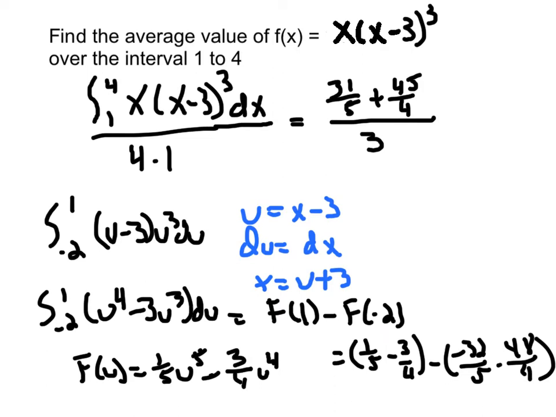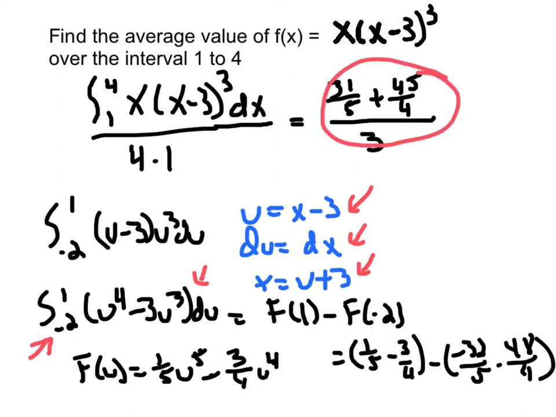Alright, so here's the solution. u equals x minus 3, du is equal to dx. I've got an extra x, so I've solved for x. I do my u substitution, and I get this as the integral. Notice that I changed my limits, the integral from -2 to 1 of u to the 4th minus 3u cubed. I evaluated my u substitution and got the average to be that answer right there.